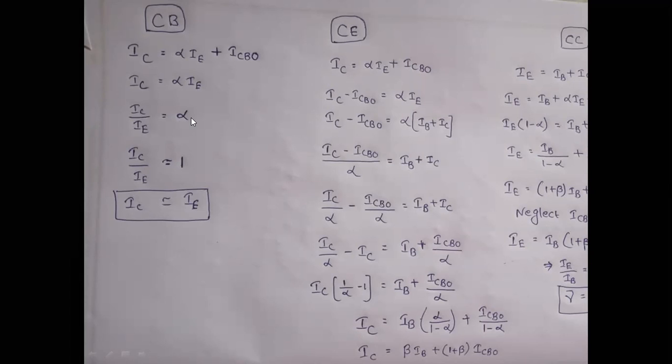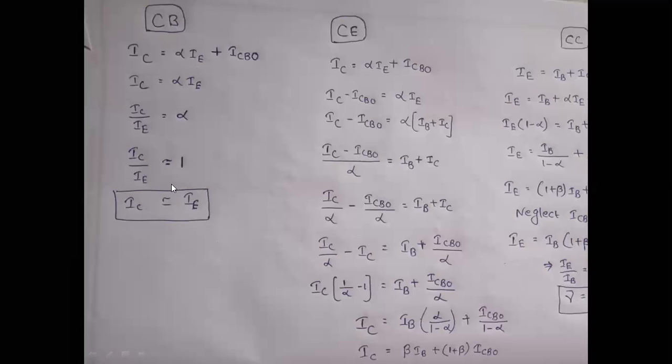Practically, IC and IE are both almost approximately equal. So that's why alpha equals 1. From this equation, I can get IC equal to IE. In practical, IC is approximately equal to IE, because the base is very, very lightly doped. So that's why a minute current will flow in the base. Whatever carriers are available in the emitter mostly cross to the collector for the purpose of conduction. So in the common base, IC is approximately equal to IE.